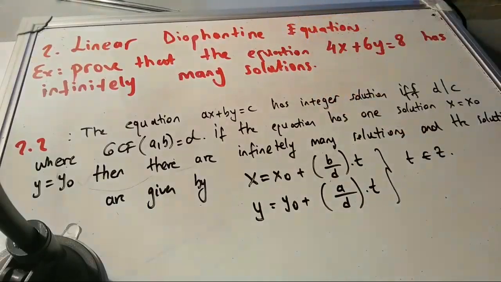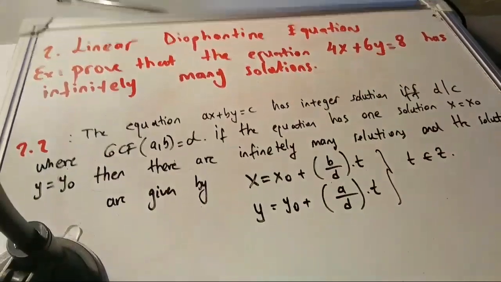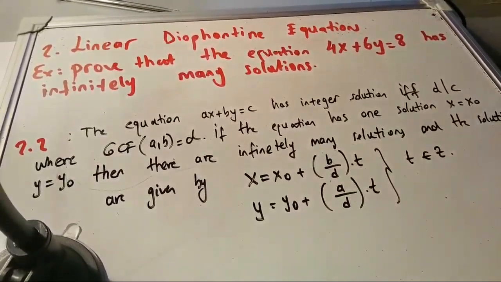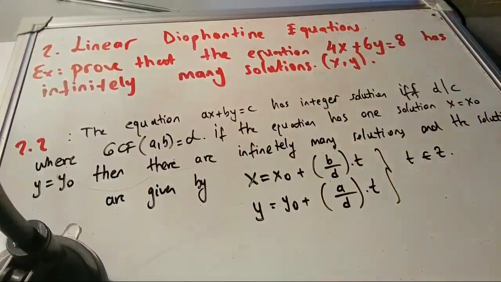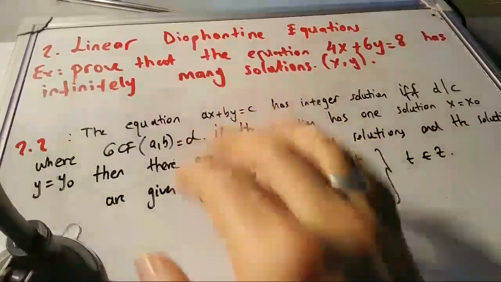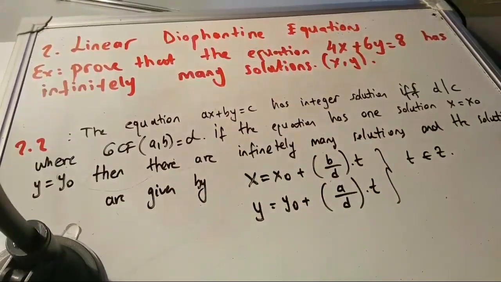Okay. We will find here the pair of x and y. So for x and y, we have to prove there are infinitely many solutions. Okay, find the pair of x and y. And I'm going to show you the solution step by step. Can I clean 2.2 if you don't mind?